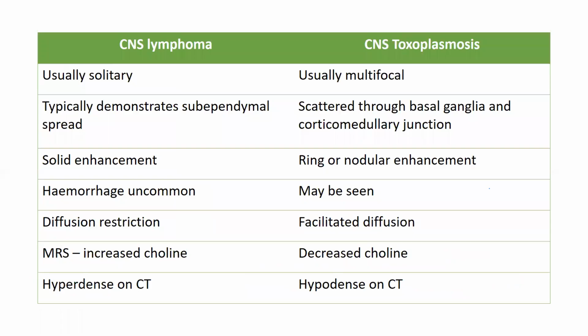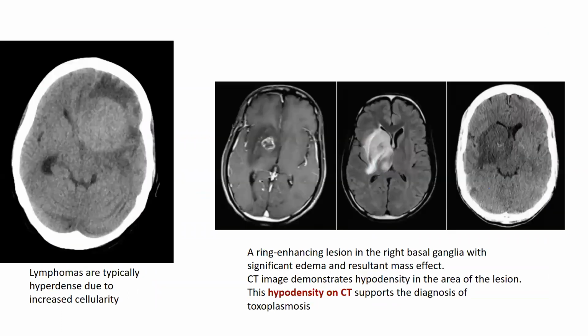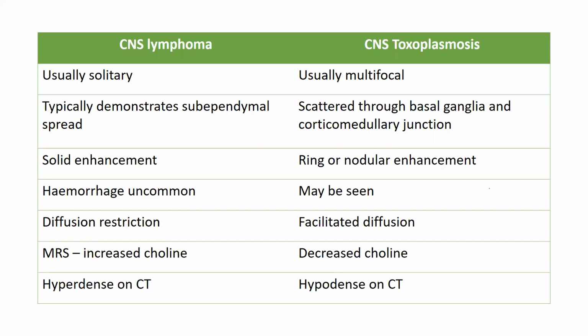So these are the differentiating points. CNS toxoplasmosis, you saw that the lesions are usually multiple. Even a single lesion may be present, but it is usually multifocal lesions. See, lymphoma, you have a solitary lesion. And if you see the previous image, you can see that the ventricle is not affected. So in CNS lymphoma, there will be a typical subependymal spread, whereas toxoplasmosis is scattered through the basal ganglia and the corticomedullary junction. CNS lymphoma, like you mentioned, there is a solid enhancement, whereas in toxoplasma, there is a ring-like enhancement or a nodular enhancement.